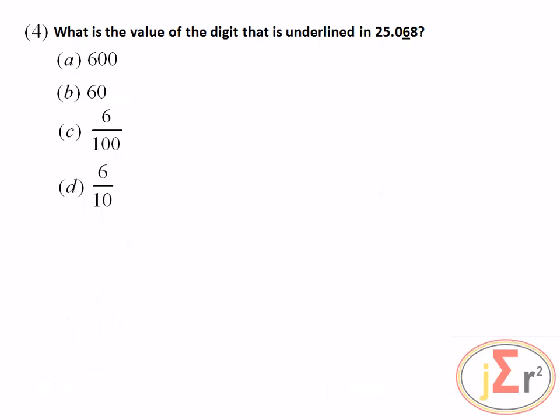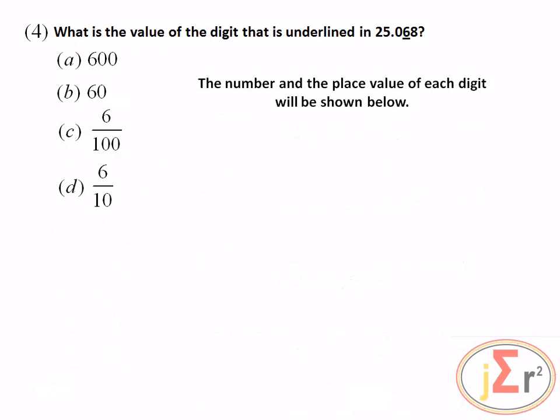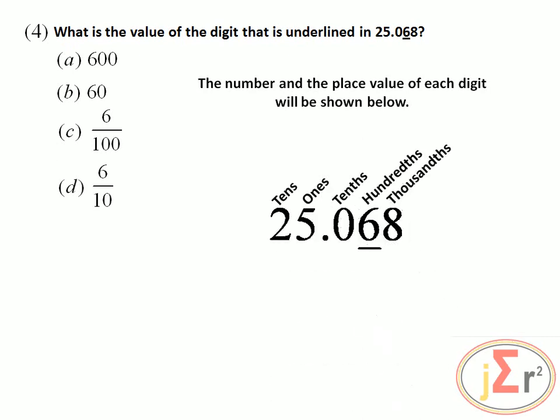What is the value of the digit that is underlined in 25.068? This is one of your favorites, Jerry. You just put in the place values and then you just pick the digit out and you are finished. It's as simple as that. So the number and the place value of each digit will be shown below. There we have it already.